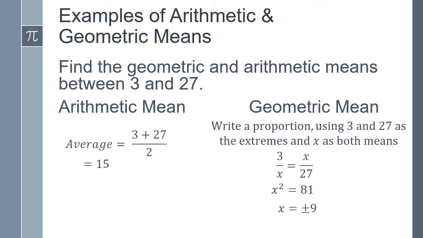So as you can see here, finding the arithmetic mean, you just basically add the two numbers together, 3 plus 27 divided by 2, and get 15. If we're doing a geometric mean, what we're going to do is set up a proportion where the extremes are 3 and 27. We're looking for a geometric mean, so the x goes under the 3 and above the 27. So we cross multiply, get x squared equals 81, and then take the square root of each side. X is equal to either positive or negative 9.